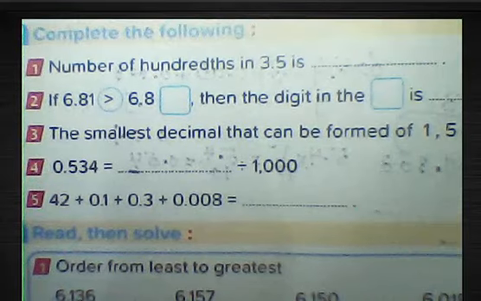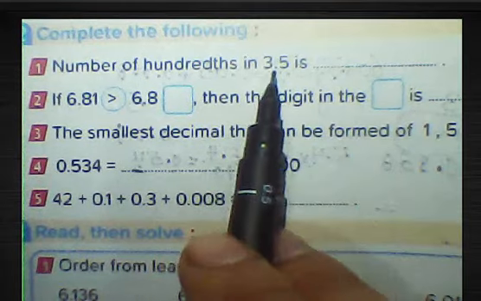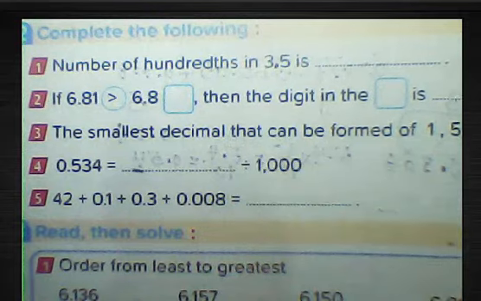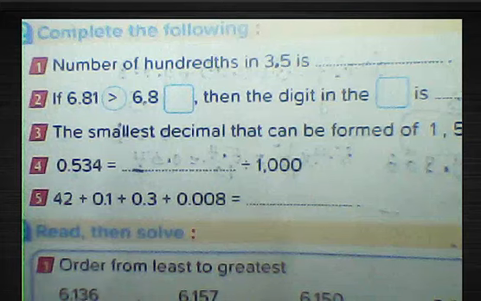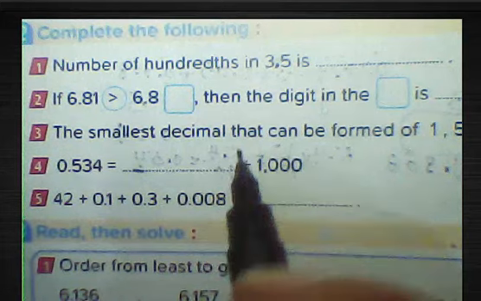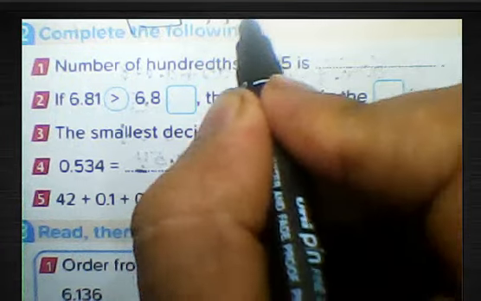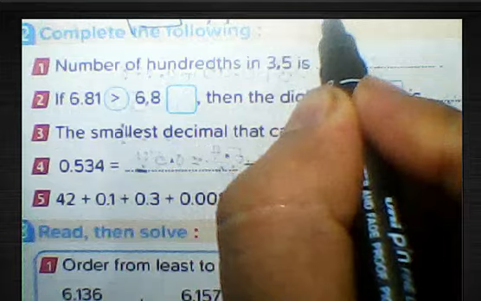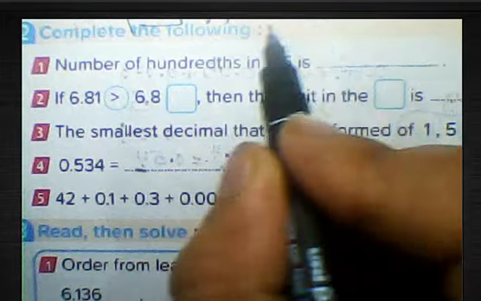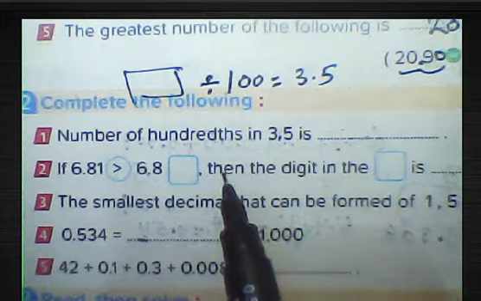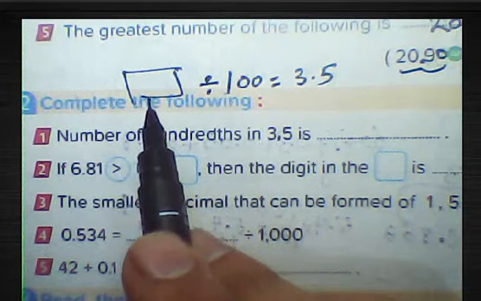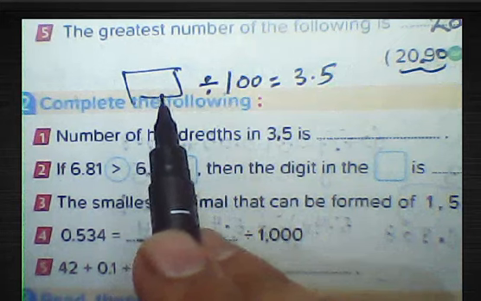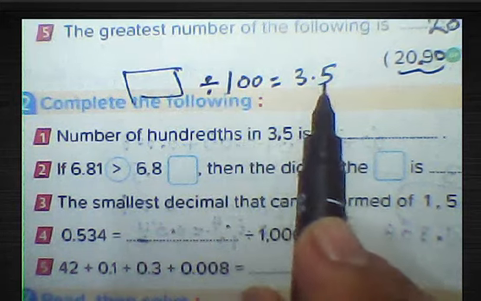Question number 2. Number 1, the number of hundredths in 3.5 is. The number of hundredths, where here? Can you tell me the number divided by 100 equals this number? Okay, thinking with me here, you want to find the number divided by 100 equals 3.5. To find this number, you must multiply 3.5 by 100. To find the dividend, multiply the divisor by the quotient.